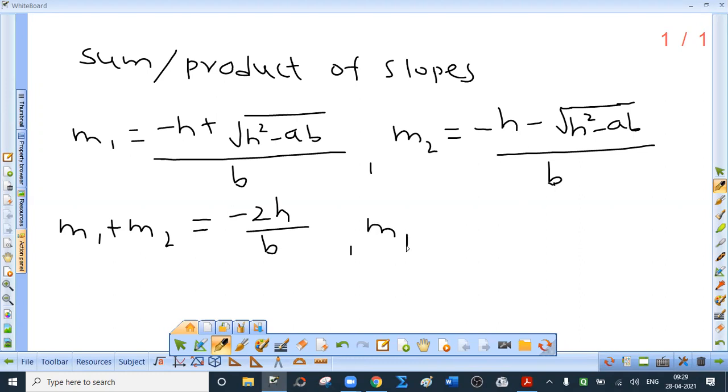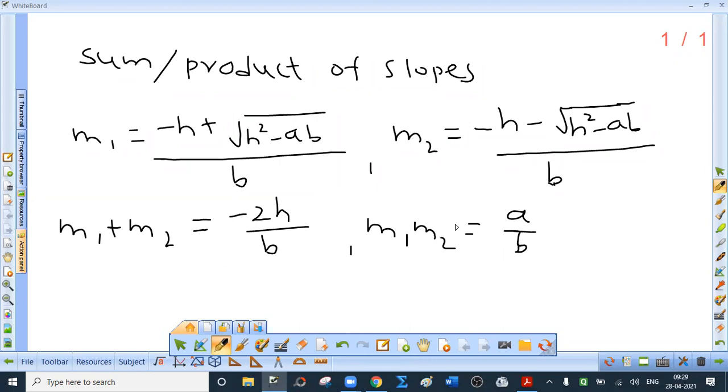If you take the product m1 m2, can you tell me what will be the product? The product is going to be a upon b. You can verify this. See, first plus second into first minus second is square of the first, that is h square. From this is to be deducted. So h square minus h square plus ab. So ab upon b into b square. ab upon b square is a upon b. So the two separate equations are complicated. Slopes are complicated. But you will notice that sum of the slopes is just minus 2h upon b, and product of slopes is a upon b.